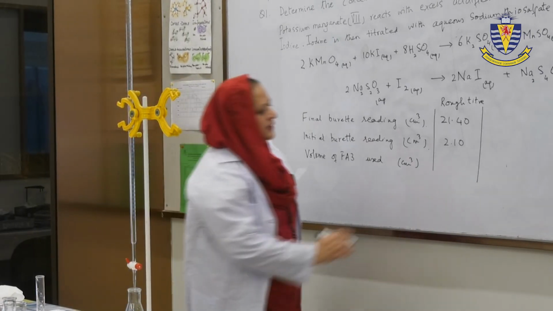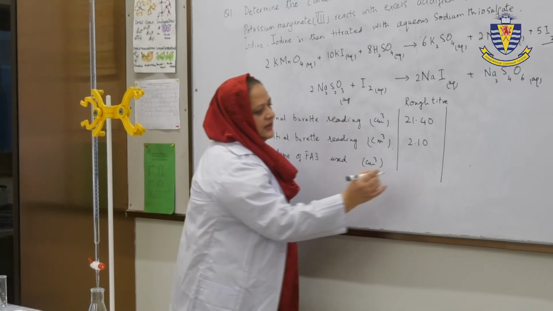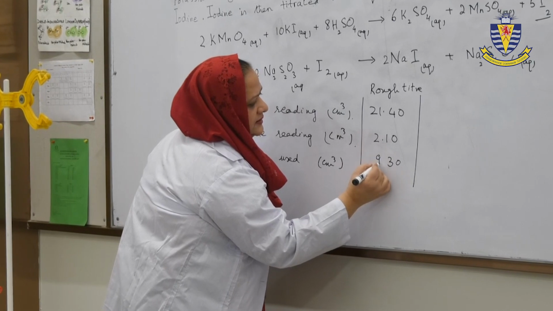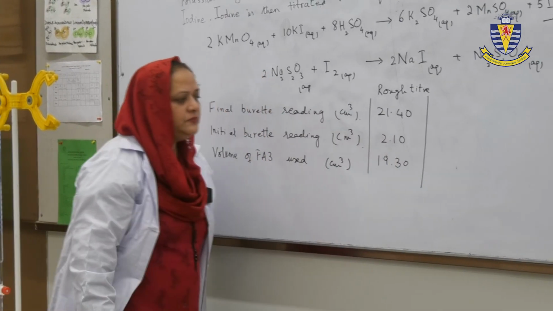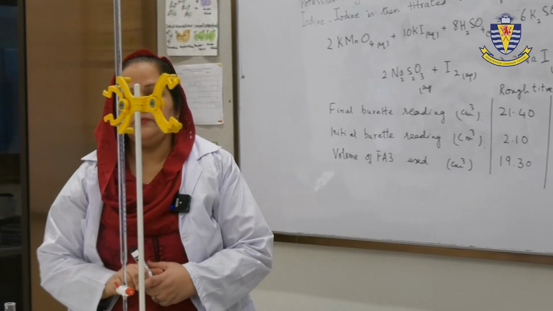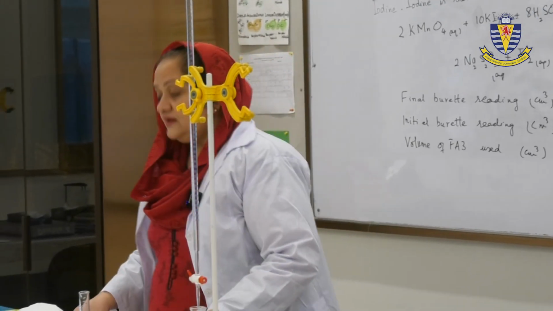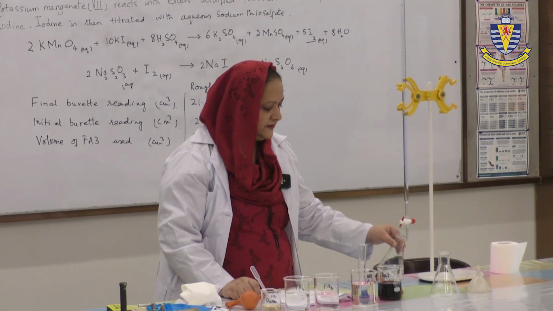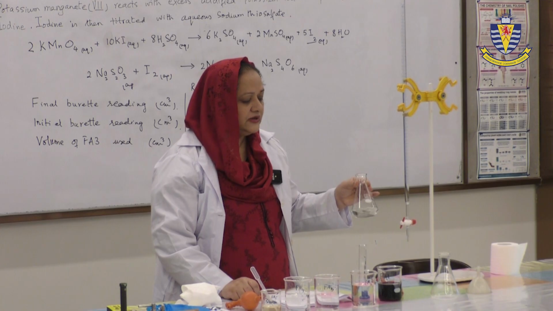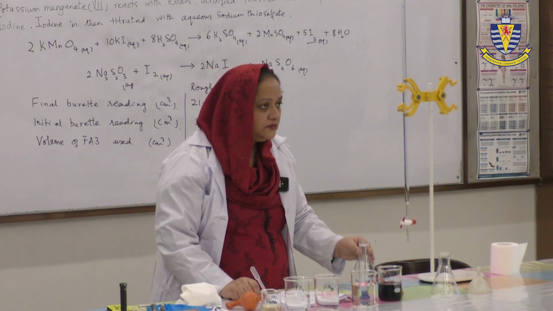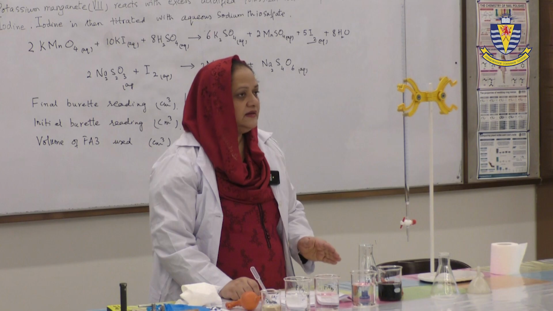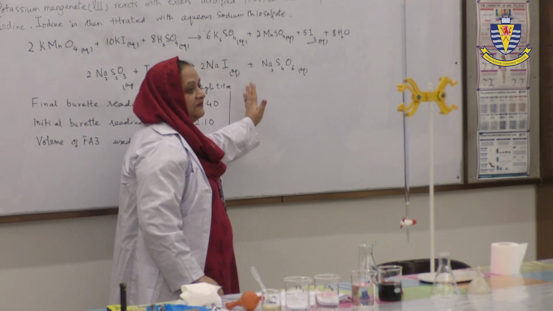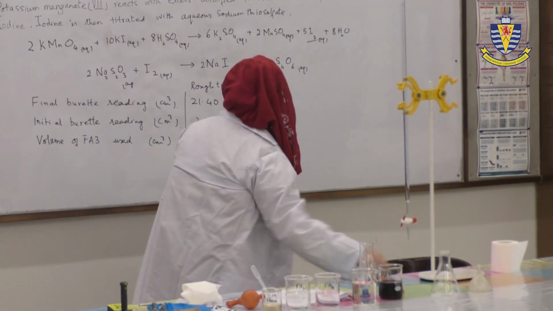So here note down the volume of the Fa3. It is 19.3. I got 19.30 as the rough titer. Now I'm going to rinse this conical flask and redo this titration a second time, and will get the second reading that will be my first accurate titer value.